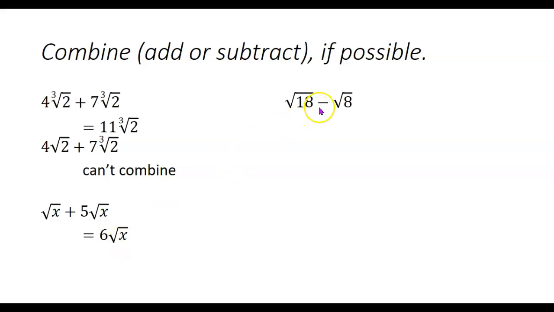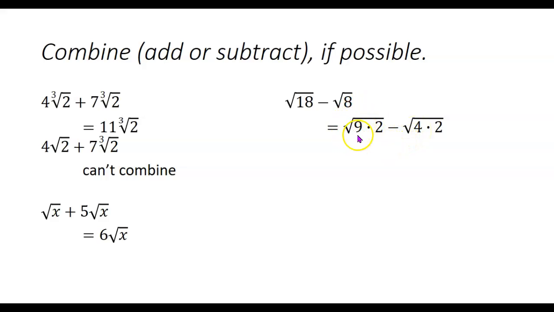How about the square root of 18 minus the square root of 8? Are the radical parts the same? No. Can the radical parts be simplified? Maybe. Let's check that out. 18 can be factored into 9 times 2, and 8 can be factored into 4 times 2. And that's useful because 9 and 4 are both perfect squares.